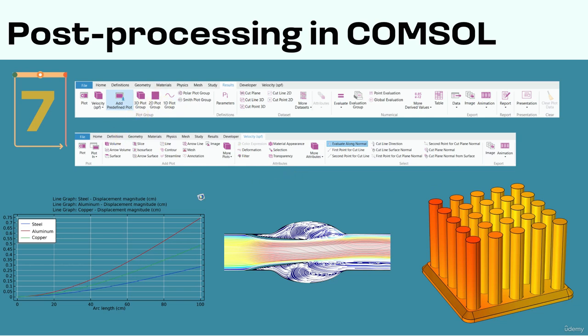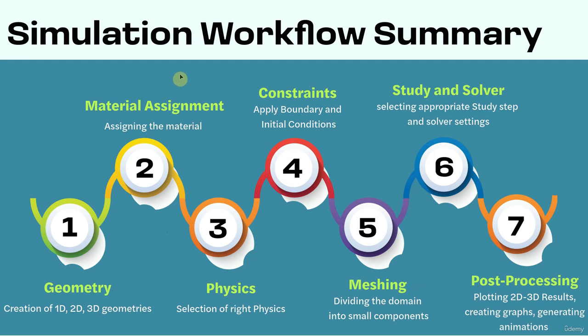Now let's summarize what we have discussed so far. This is the summary of the simulation workflow in COMSOL Multiphysics. The first step is the creation of 2D geometry. The second step is the material assignment. After that, you define the physics. After that, you apply the boundary conditions. In step 5, you discretize or divide your domain into small elements. Then in step 6, you select the appropriate study and also provide the appropriate solver configurations. And finally, you perform the post-processing, either plotting 2D, 3D results, creating graphs, or generating animations.